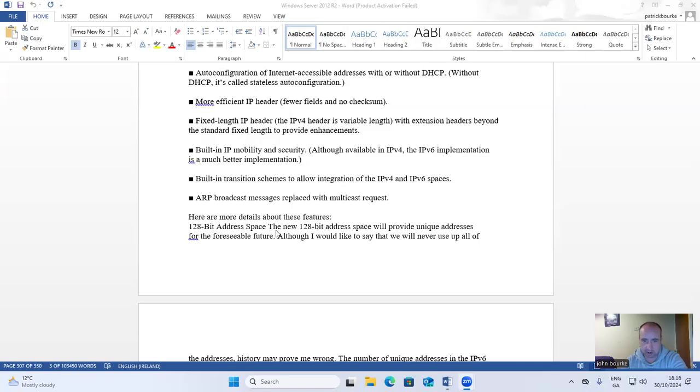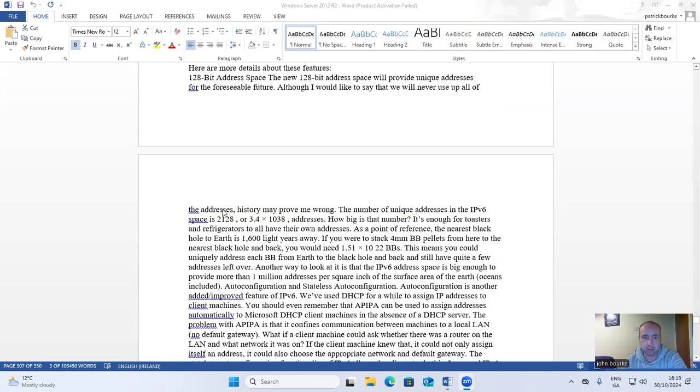128-bit address space. The new 128-bit address space will provide unique addresses for the foreseeable future, although I would like to say that we will never use up all of the addresses. History may prove me wrong. The number of unique addresses in the IPv6 space is 2^128, or 3.4 x 10^38 addresses. How big is that number? It's enough for toasters and refrigerators to all have their own addresses.